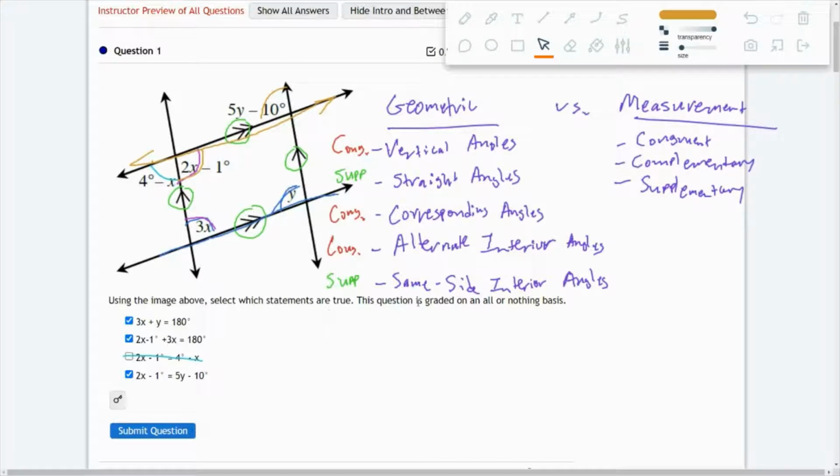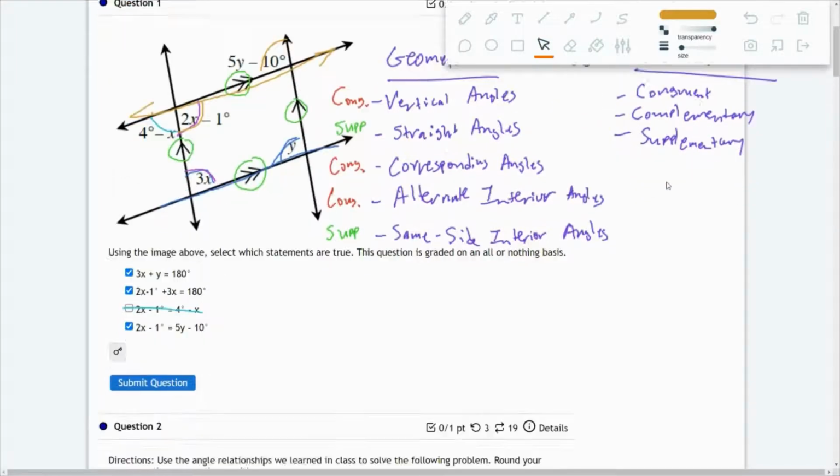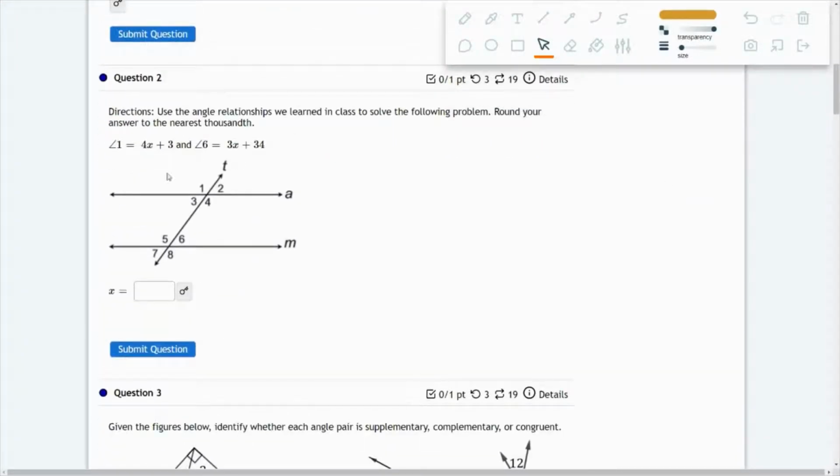So again, please look over this, the geometric versus measurement relationships. Geometric relationships are those names like corresponding, straight, vertical, alternate interior, same side interior. Measurement, I'm strictly talking about the measures of the angles. That's very different. Okay. So number 2, let's do another one here.